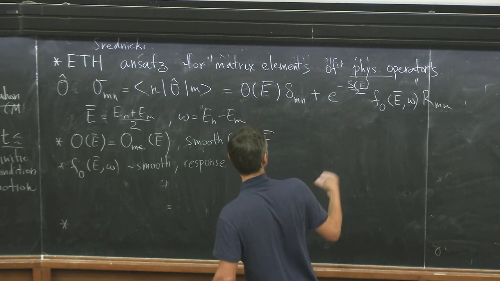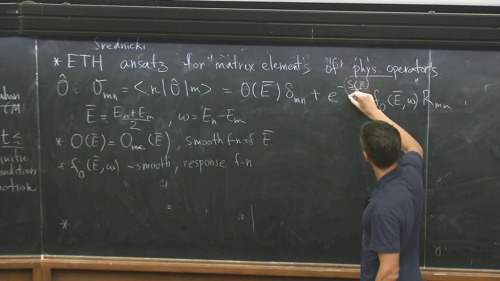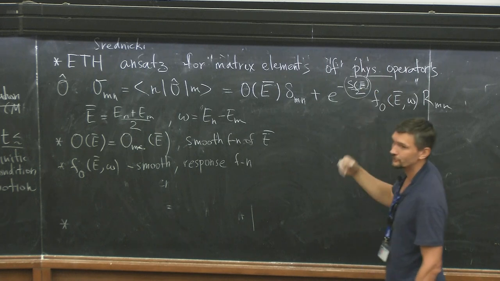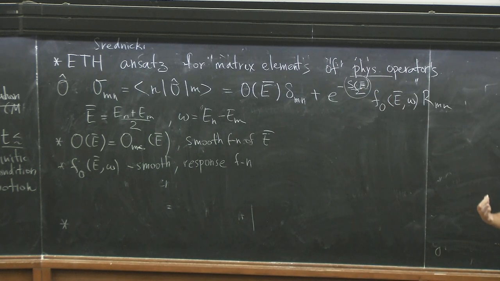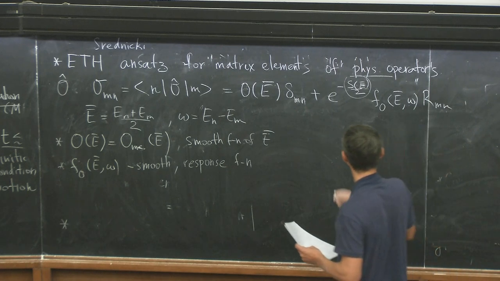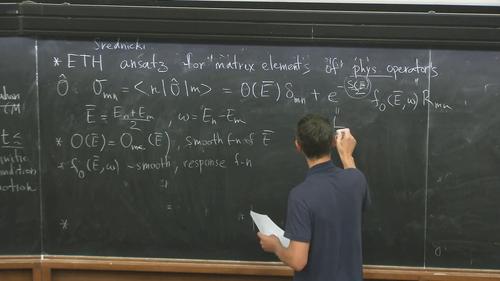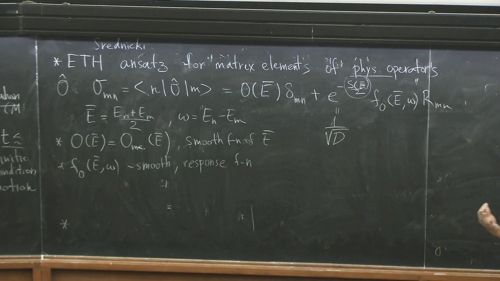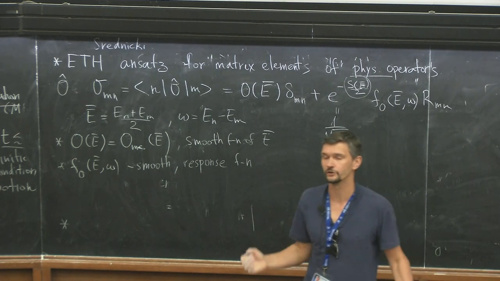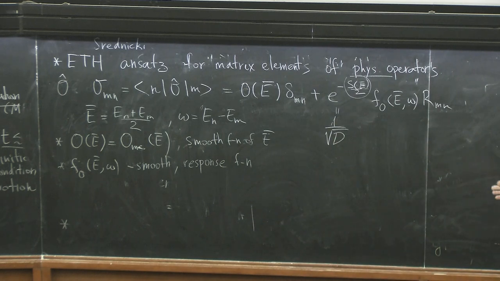Roughly, what it tells you is that this factor is the entropy at your respective energy. So if you are looking at all the eigenstates, or at infinite temperature, then this just becomes one over the square root of the Hilbert space dimension. And this is a factor which comes from the scalar product of two random vectors in your Hilbert space of dimension D. That's the origin of this factor.